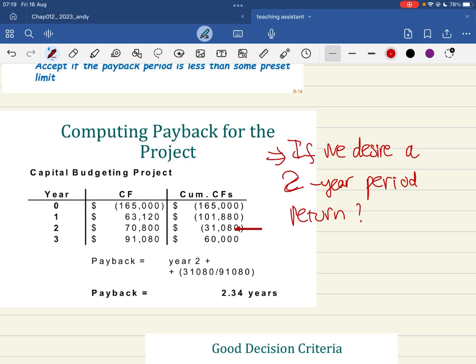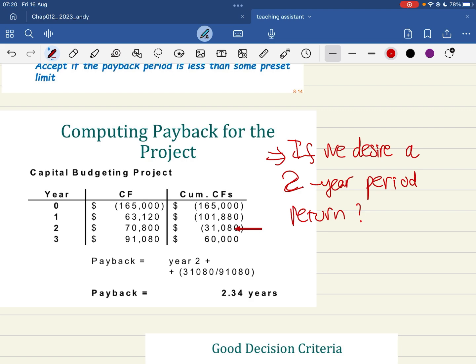In year 1, you have 63,120 cash inflow, because this project starts to generate money from year 1. So the cumulative cash flow is 63,120 minus the cash outflow in year 0, which is 165,000, and it is equal to minus 101,880. And a similar concept up to year 3, where you have the cash flow of 91,080 and the cumulative cash flow of 60,000.